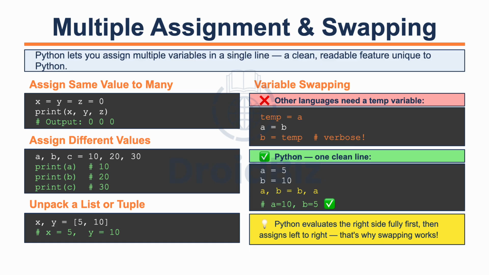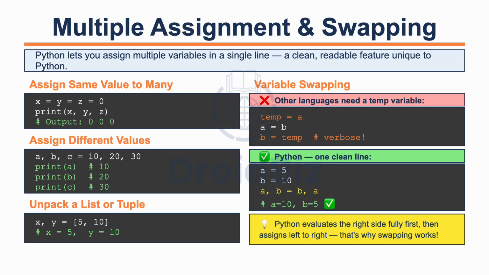The second form assigns different values to different variables all on one line. Write a comma b comma c equals 10 comma 20 comma 30. Python pairs each name on the left with the matching value on the right. So a gets 10, b gets 20, and c gets 30.